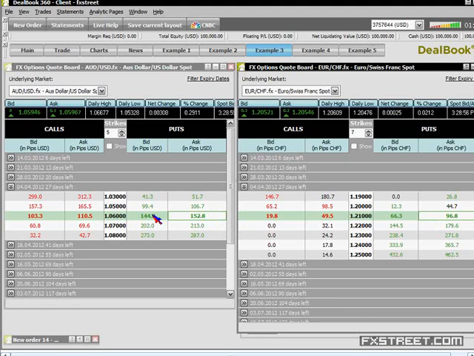These are dramatic price differences between the two currency pairs, and you can see that the threshold to break even on your Aussie dollar straddle versus your Euro Swiss straddle is a lot different. So Boris, I'll hand it back to you.